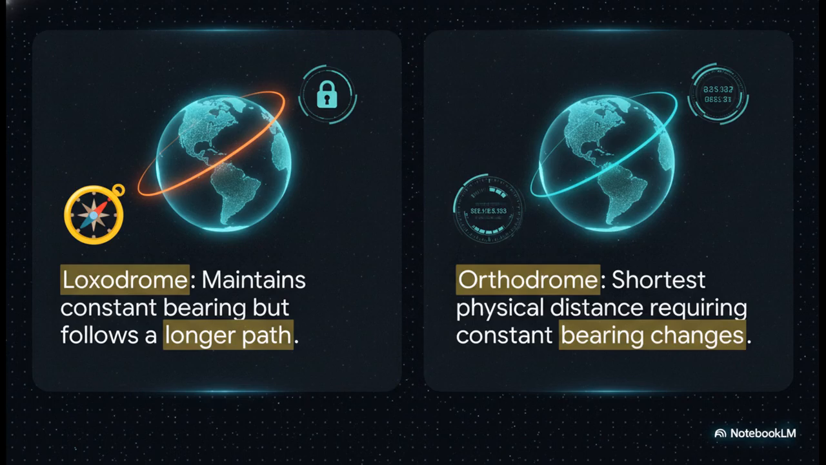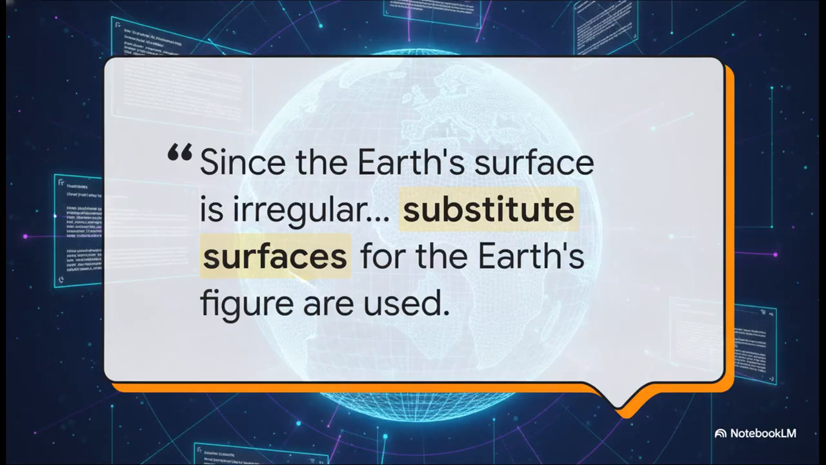A loxodrome, also known as a rhumb line, is a curved path on the globe that maintains a constant compass bearing. It is incredibly easy to steer. The captain just locks the compass heading and goes. But it results in a longer physical distance traveled. Conversely, an orthodrome or great circle route is the absolute shortest physical distance between 2 points on a sphere. However, to actually follow it, the navigator has to constantly calculate and change their compass bearing. So it's this constant trade-off, the ease of steering a constant heading versus the fuel efficiency of taking the absolute shortest path.